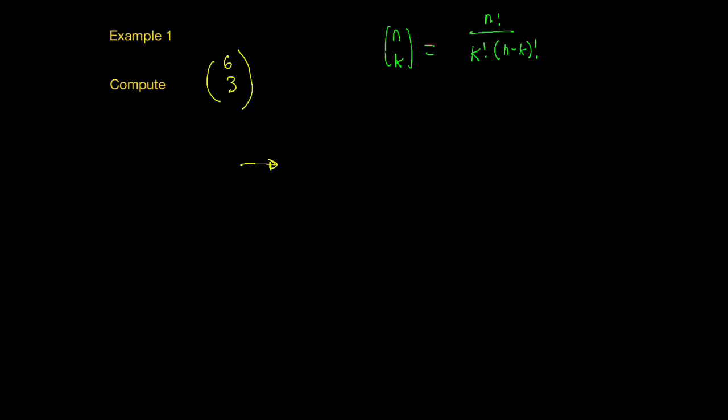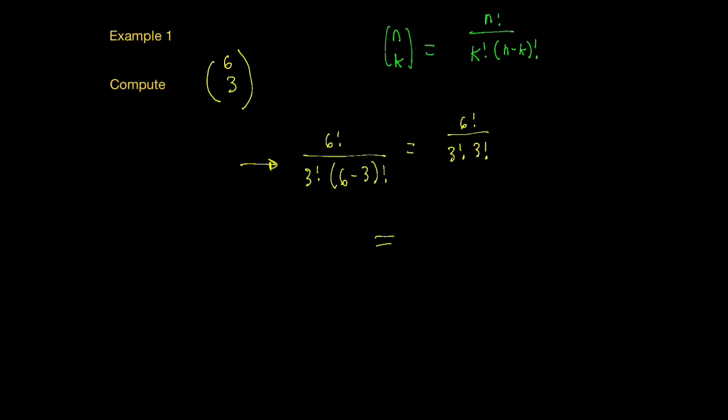So to compute this, I'm going to get 6 factorial all over 3 factorial times 6 minus 3 factorial. And I'm going to have 6 factorial over 3 factorial times 3 factorial. Now here, to reduce this, I can expand the top one, my numerator, all the way up to one of the denominators. So here I would usually choose the bigger one, but since they're both the same, I'm going to expand up to 3 factorial.